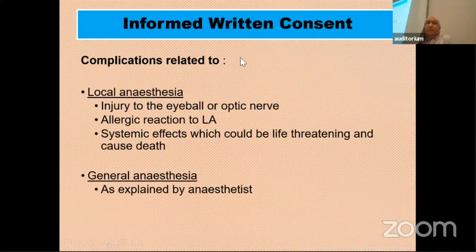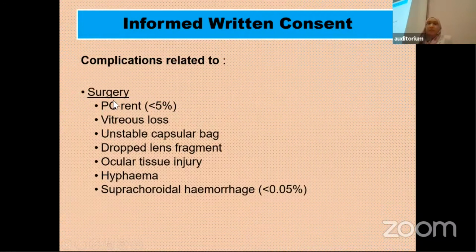These are a few complications, divided into local anesthesia and general anesthesia. For example, local anesthesia: injury to the eyeball, if we give peribulbar or retrobulbar anesthesia, and then allergic reaction to LA, systemic effects which could be life-threatening and even death. For the GA, actually it will be explained by the anesthetist team. And then these are complications related to surgery: PCR, vitreous loss, unstable capsular bag, dropped lens, ocular tissue injury, hyphema, and suprachoroidal hemorrhage.